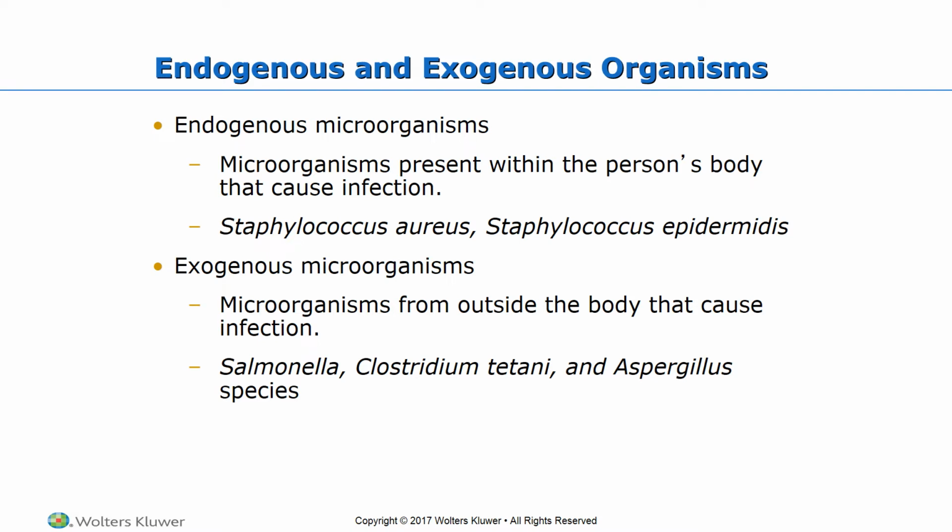Endogenous microorganisms: microorganisms present within the person's body that cause infection. So within. So Staph aureus, on the skin. Staph aureus, Staph epidermidis, not the methicillin-resistant Staph aureus. It may be present, but that is definitely a pathogenic organism.